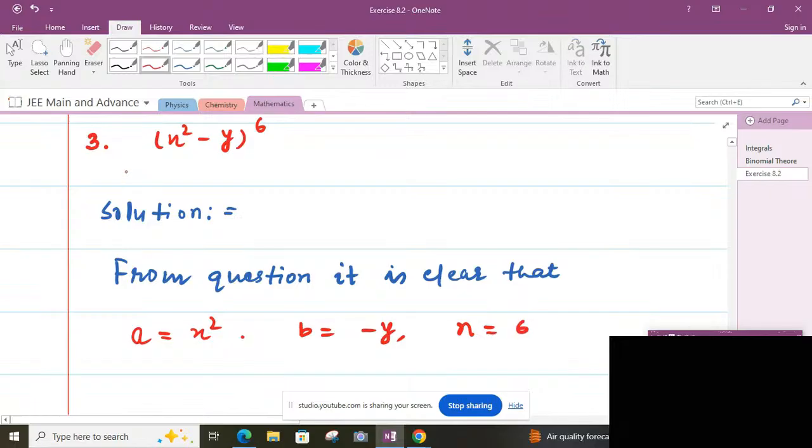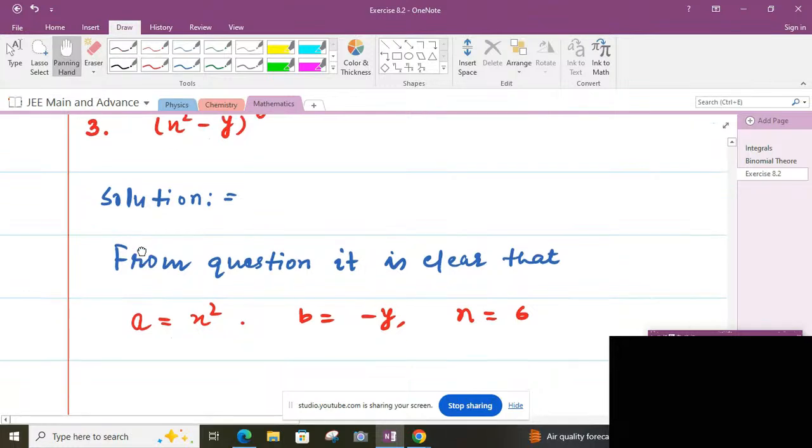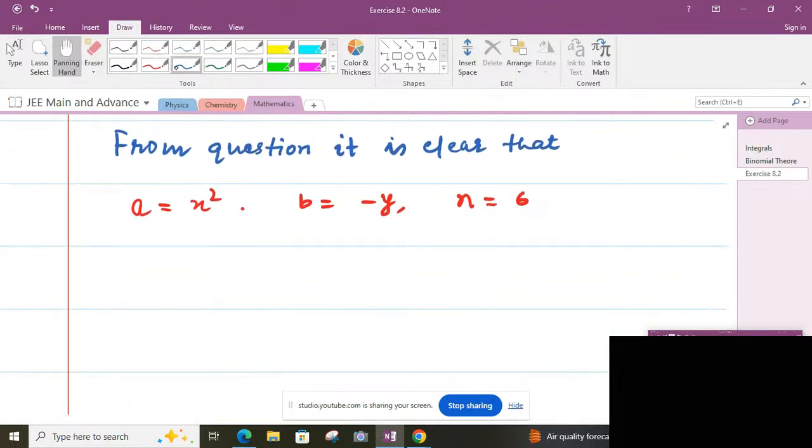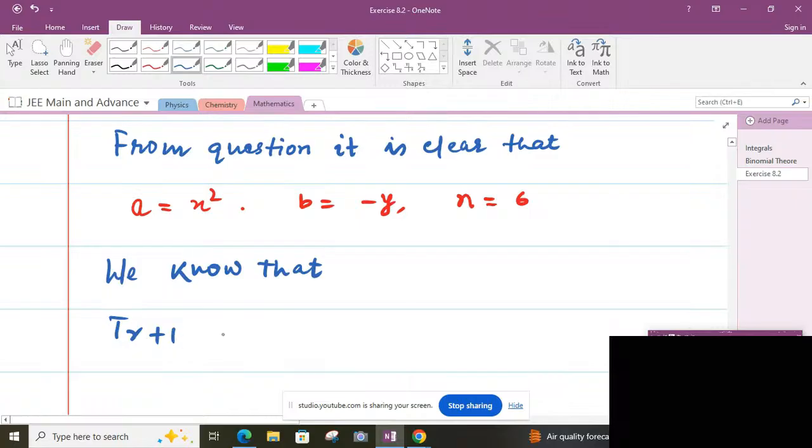Now recall the general term formula, or we write down here, we know that T(r+1) equal to nCr into a to the power n minus r into b to the r. Now putting the values of n, r, a, b.